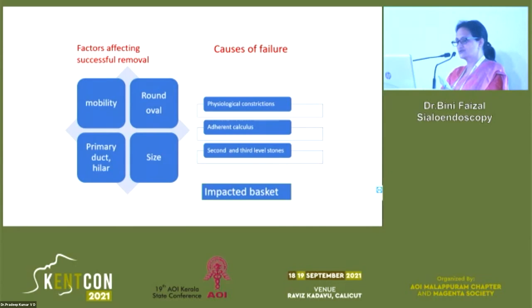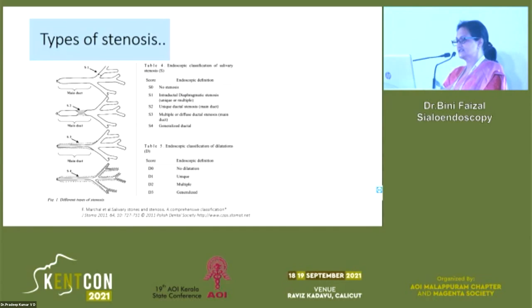Now, if you come to the second important cause, that is stenosis. Stenosis can come in different patterns. Like it can come in one particular ductal system. You call it a diaphragmatic stenosis, or a short segment stenosis, long segment, or entire segment. These things you actually see when you're doing a sialendoscopy.